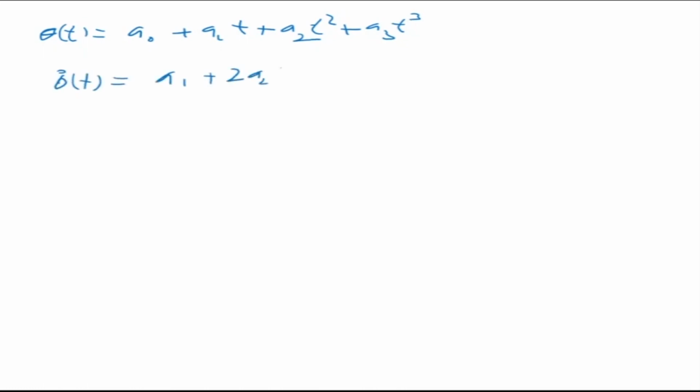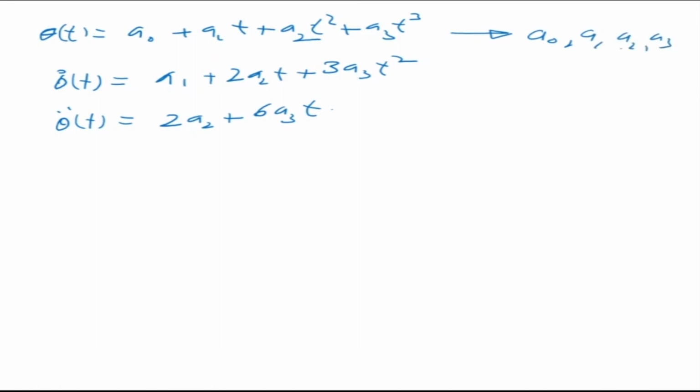So now, we have taken our three equations, that is theta t is equal to a naught plus a1 t plus a2 t squared plus a3 t cubed. Okay, and theta dot t, the velocity, is equal to a1 plus twice a2 t plus thrice a3 t squared, and theta double dot t is equal to twice a2 plus 6 a3 t. Now this has four constants, right? a naught, a1, a2, and a3. So I need four conditions in order to be able to solve them.